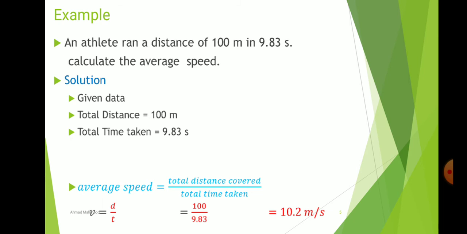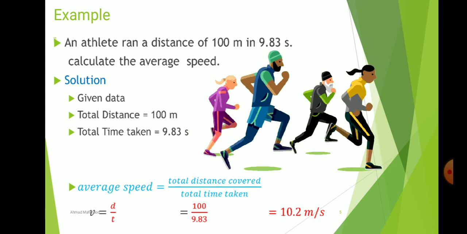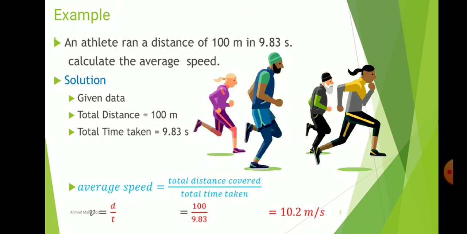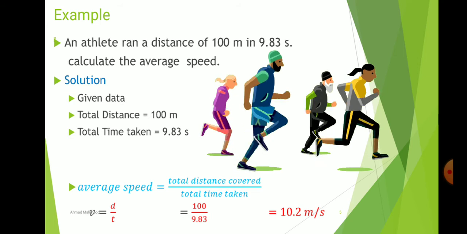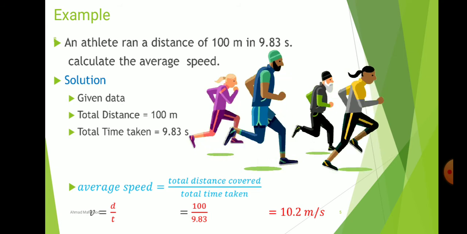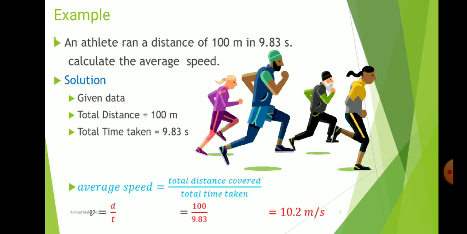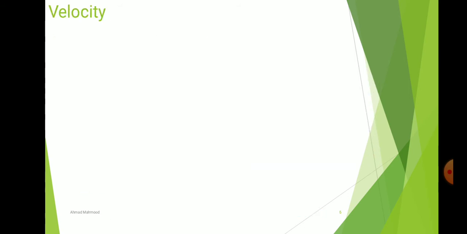Okay, and now we have an example. An athlete ran a distance d of 100 meters in 9.83 seconds, which is t. We have to calculate v, which is average speed. So we have the formula: total distance covered divided by total time. The athlete ran 100 meters divided by 9.83, which gives us 10.2 meters per second. So that was a simple example.